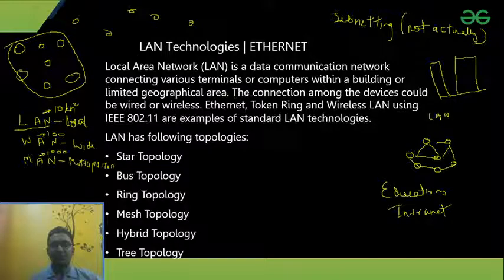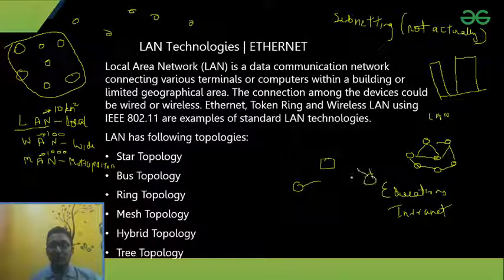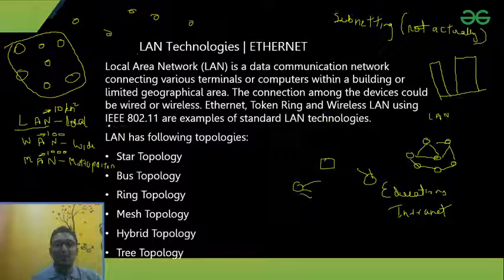Fine. So that was the concept of LAN. The connection among devices could be wired or wireless. Even you can be given a port in every room of your hostel, or you can have Wi-Fi hotspots or routers at different places in your hostel, and you can get connected to that LAN via authentication, or if it is open, you can directly connect to it. Ethernet, token ring, and wireless LANs using IEEE 802.11 are standards fixed by IEEE, and these are examples of standard LAN technologies.